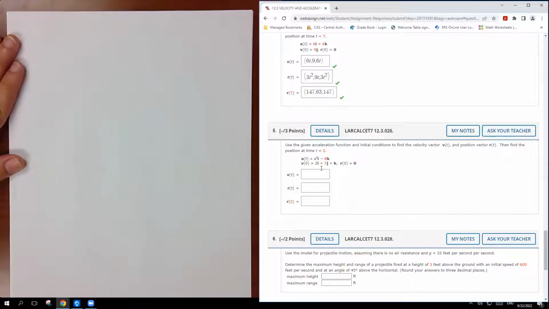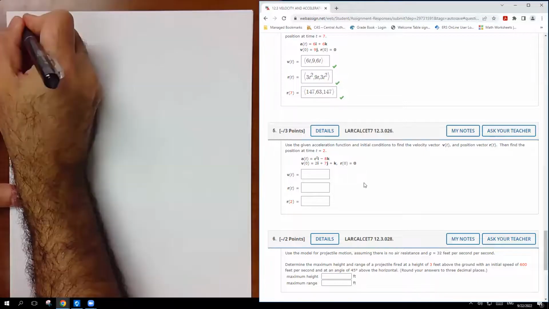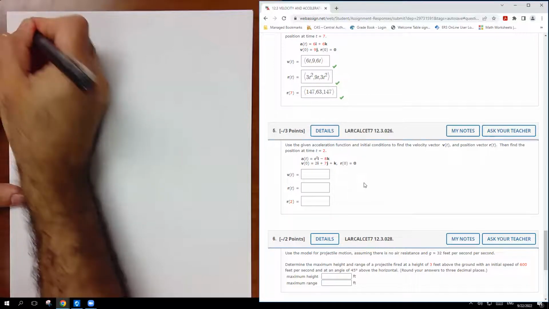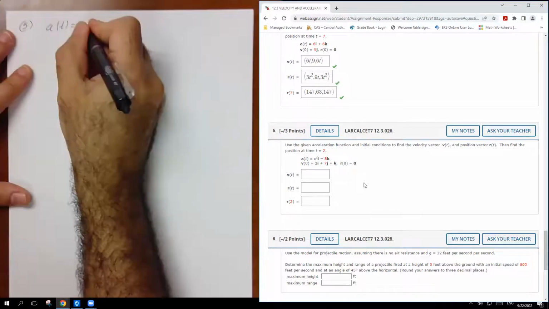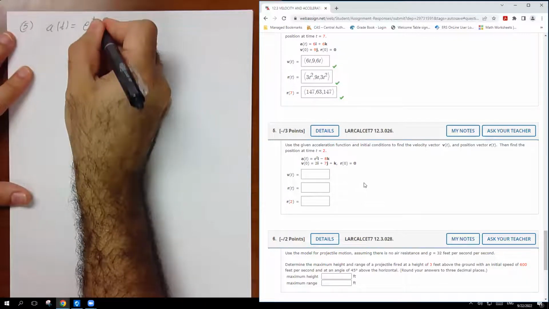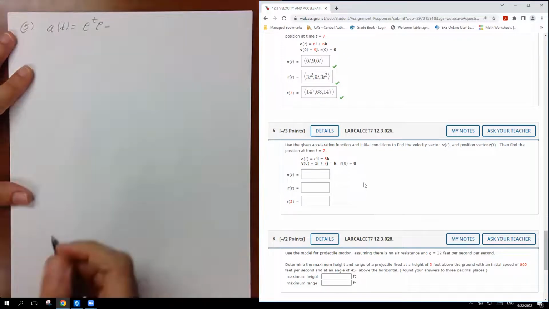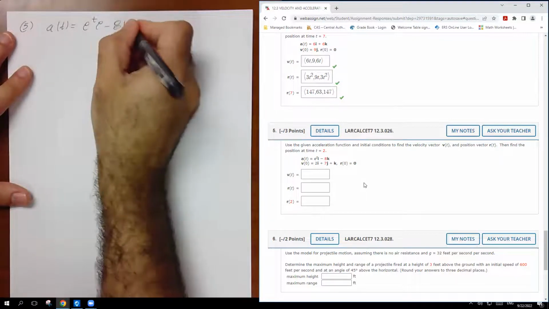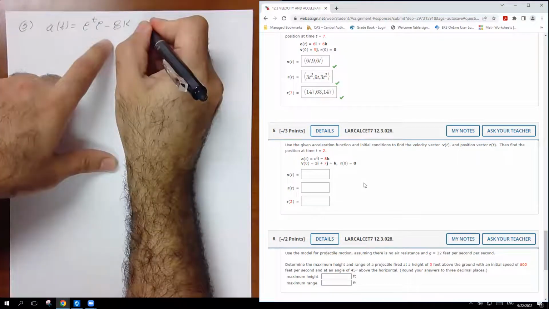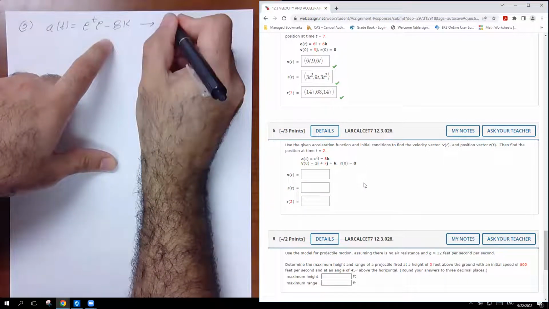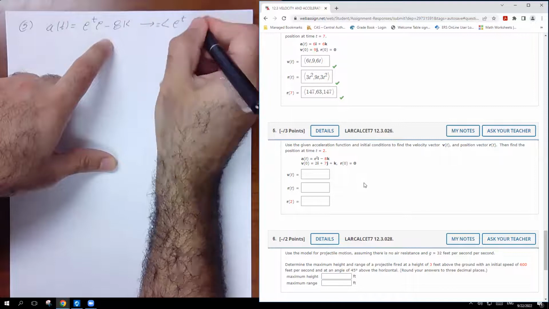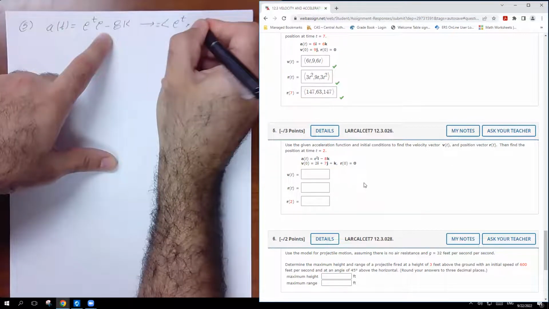With respect to t. So our acceleration vector, number 5, a of t equals e to the t i minus 8k. That means I'm going to write down the vector right away. So a of t is going to be e to the t, and j is 0, and k is -8.